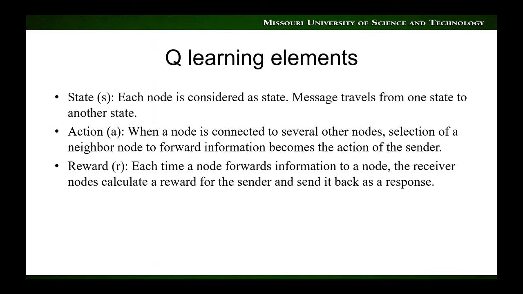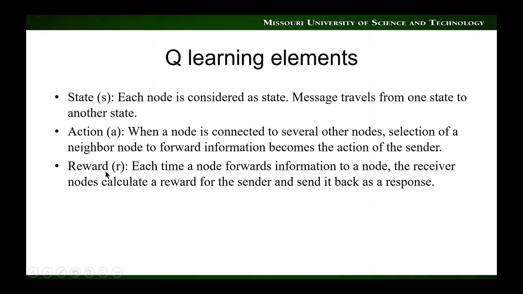Again, we implement Q-learning for calculating the congestion. We define the state as each node being considered a state, so a message travels from one state to another state, that means from one node to another node. Then action. Action means which node I should select for forwarding the message. I will always select the node which has less congestion or less amount of data transferring.